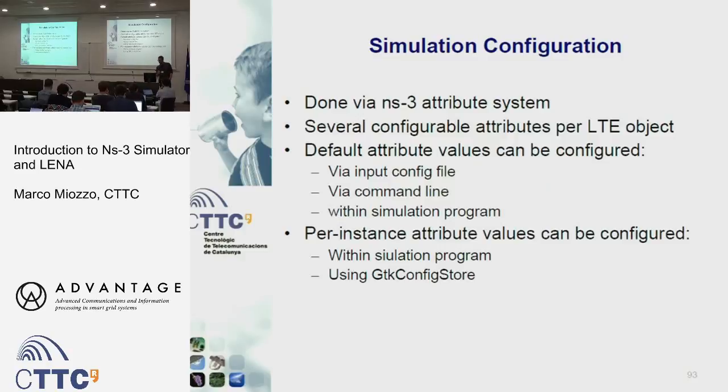So we return back a bit to how to define a simulation configuration. This is done as usual in ns-3 with the attribute system. The LTE objects have several configurable attributes, so we can define them via config file, via command line, or directly in the simulation program. Of course, we can pre-configure them either with the GTK config store, the tool I was talking about before for checking the configuration, or directly with the simulation program.